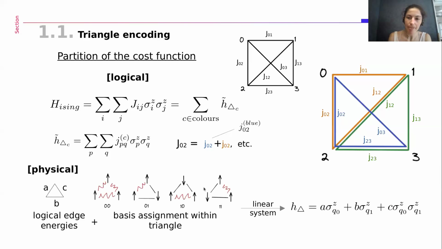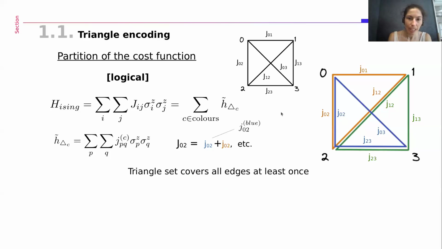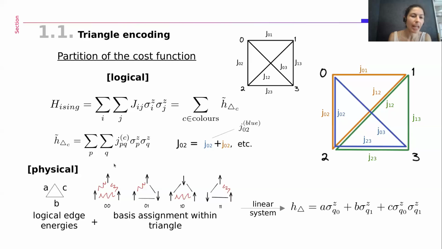So once we have partitioned the original graph in this manner, and within each triangle we have assigned a basis as we described before, then we can simply solve the linear system and see what couplings and local fields should be applied to those two physical qubits, such that they describe the energy of the logical triangle that they refer to.